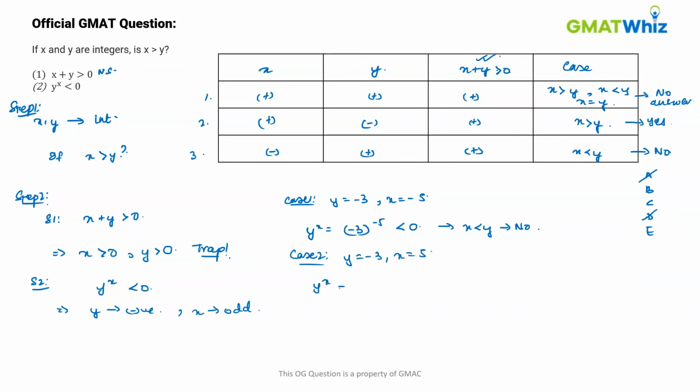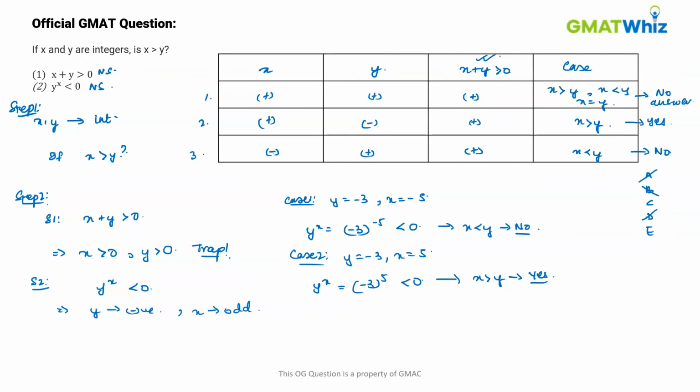Now let's consider another case where y equals minus 3 and x equals 5. So y raised to the power x is going to be minus 3 raised to the power 5, which is also less than 0. However, in this case, x is greater than y, and we can answer the question with a yes. So two contradictory answers, guys, from one statement only. This makes statement 2 also not sufficient.